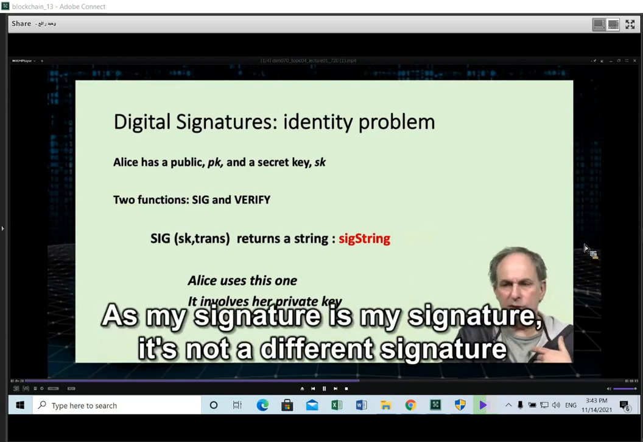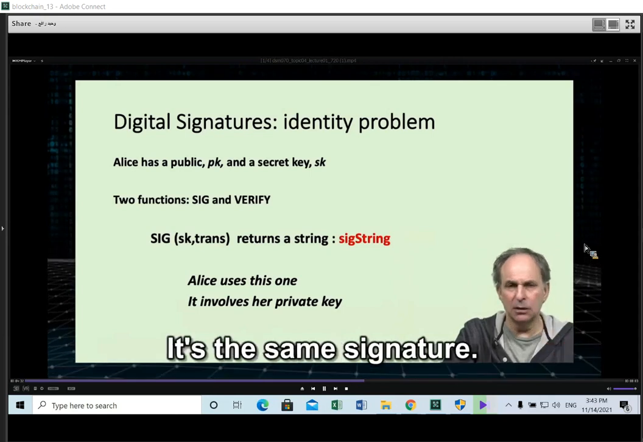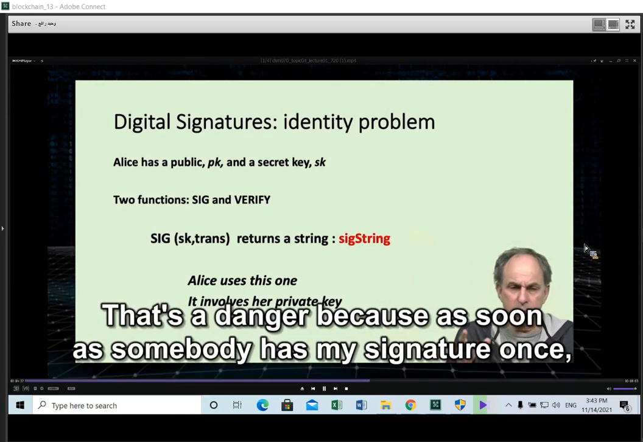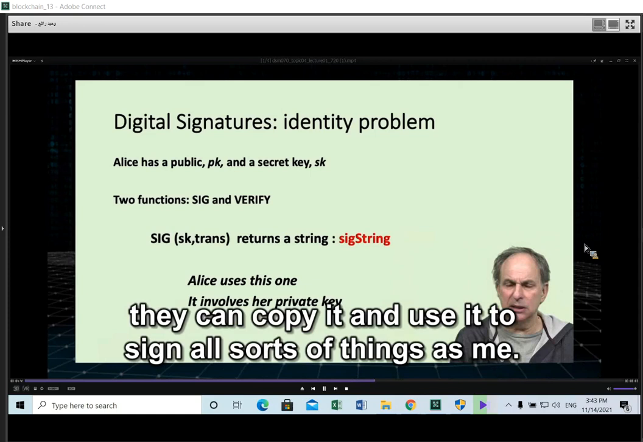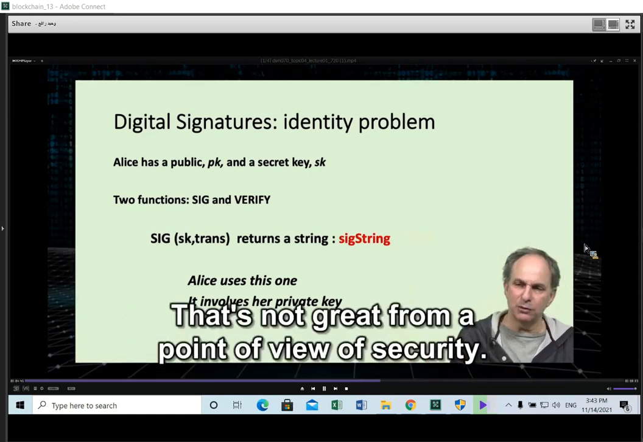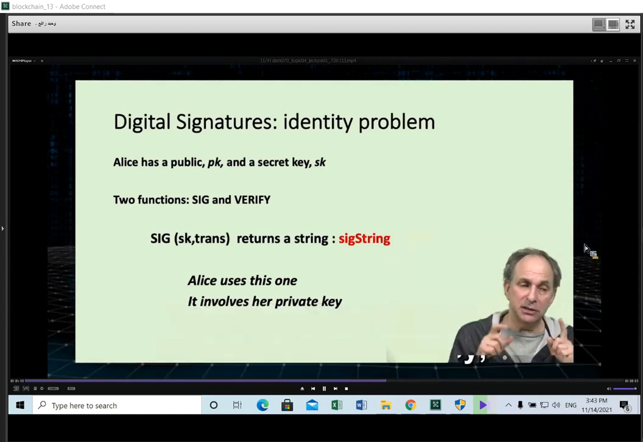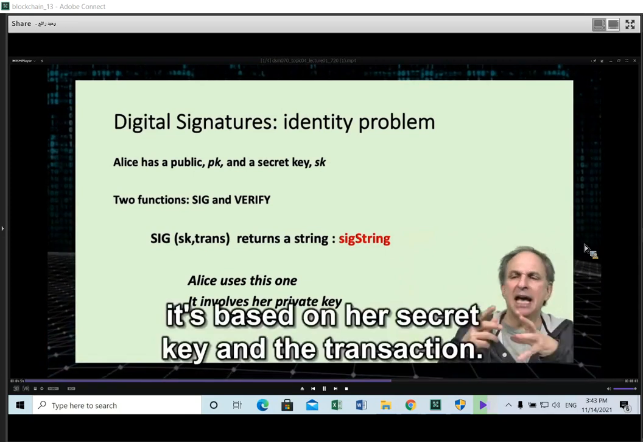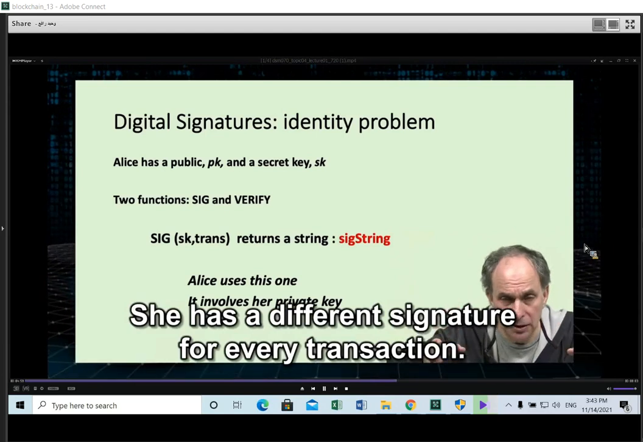That's why this signature isn't just a signature based on her secret key. It's based on her secret key and the transaction. She has a different signature for every transaction, every message. It's a different signature, so that knowing her signature for one thing doesn't give you any information about what her signature is for another thing. So having received something signed doesn't mean you know how to be her.